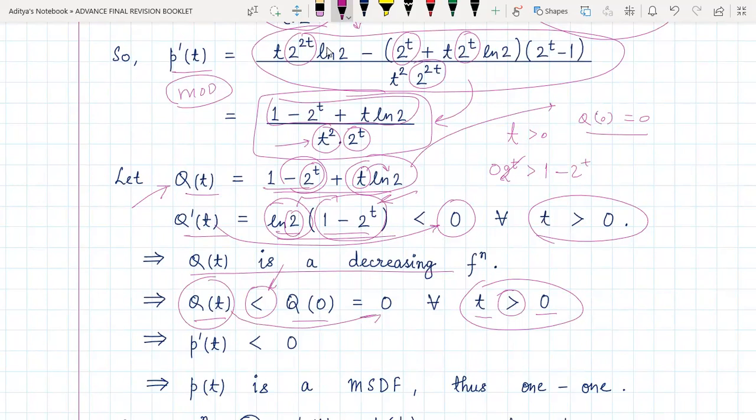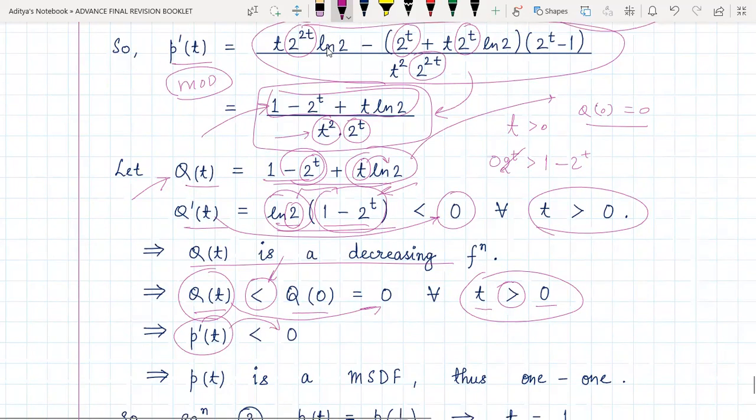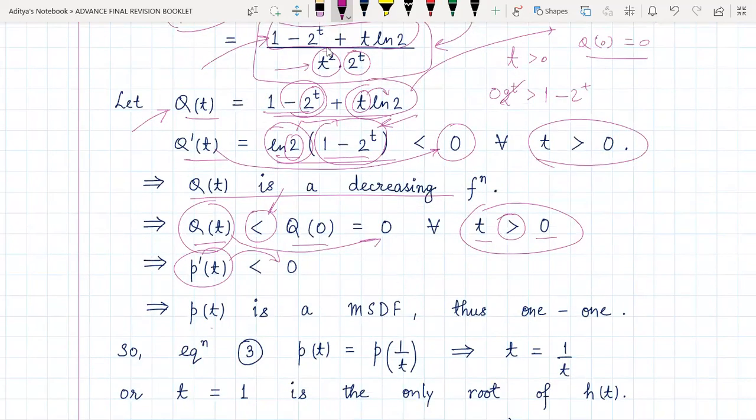If this numerator comes out to be negative, or less than 0, it means that p prime t would also be less than 0, because its numerator was less than 0 and the denominator was anyway positive. That's the reason why negative upon positive becomes negative again. So we can say that p of t is a monotonically strictly decreasing function because its derivative is less than 0, and thus 1-1, because any strictly monotonic function is always going to be a 1-1 function.